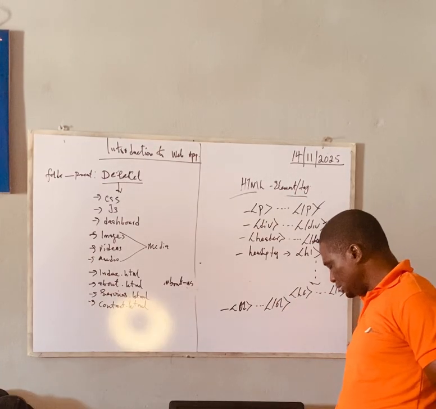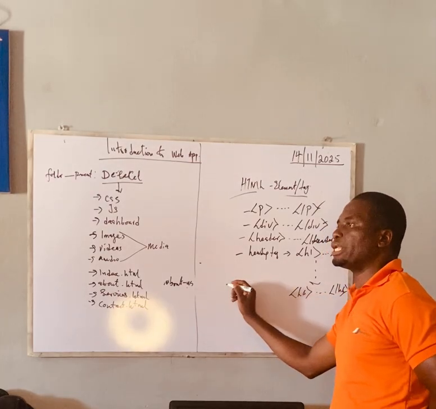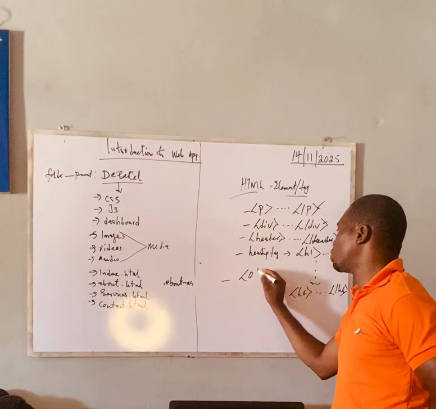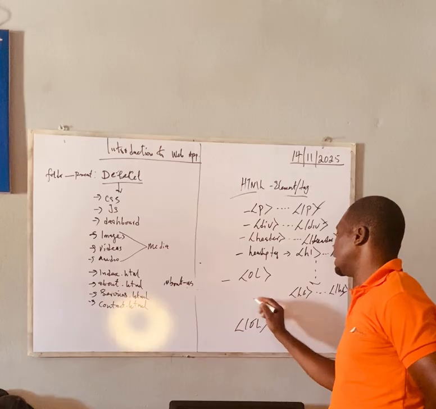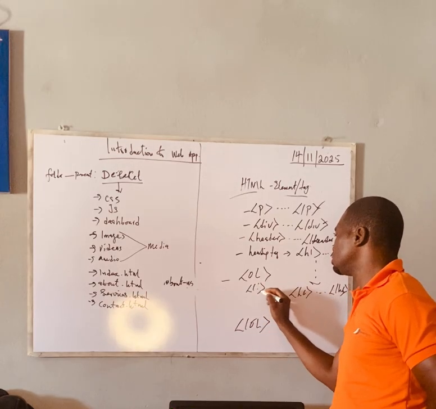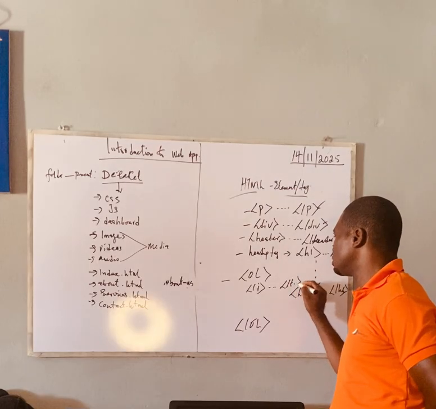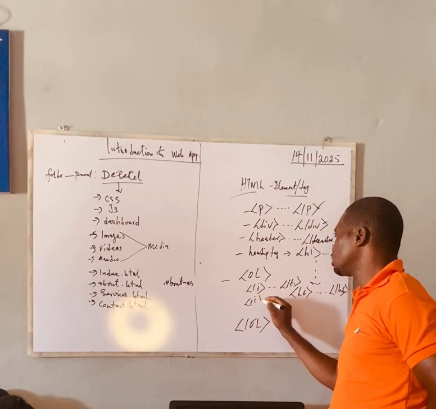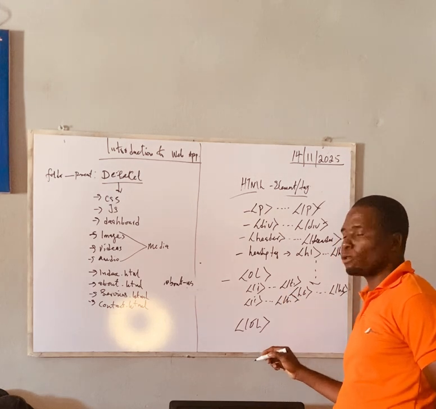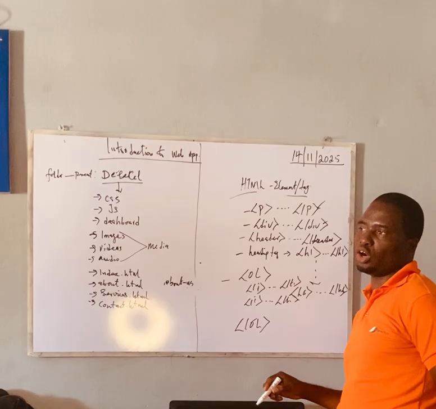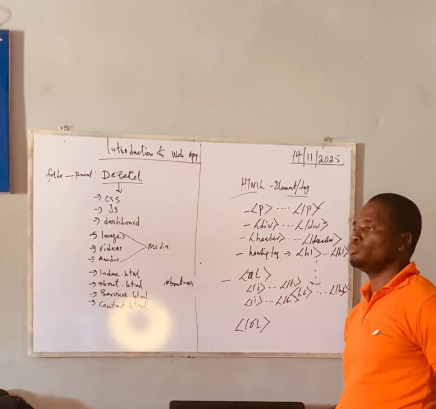So, ordered list, OL. The only thing different between an ordered list and an unordered list is this OL. Close the OL, then inside here you have your list. List item 1, you close your list item. List item 2, you close your list item. Are we together? Good. So if you want it to be an unordered list, you just change this one to UL. Are we together? Good.